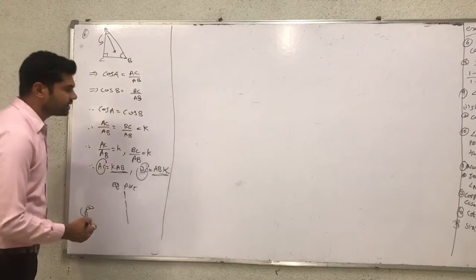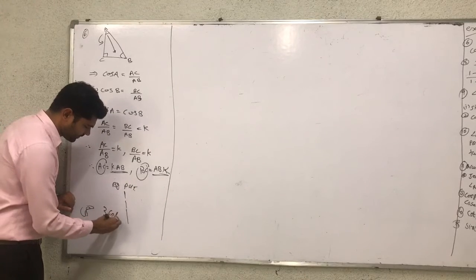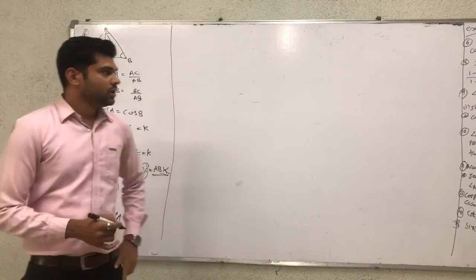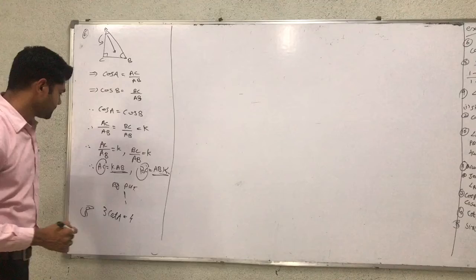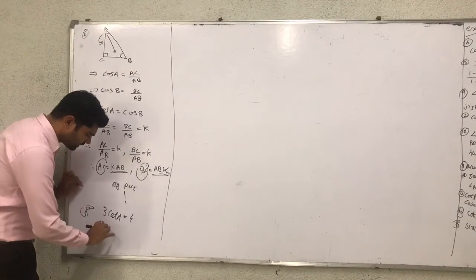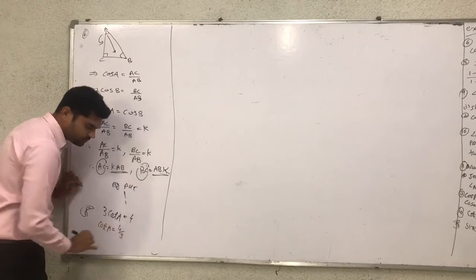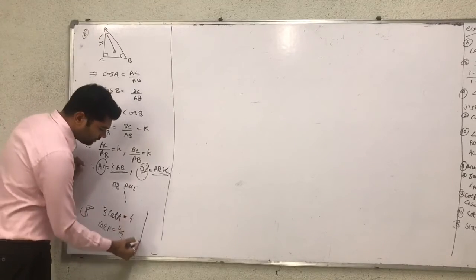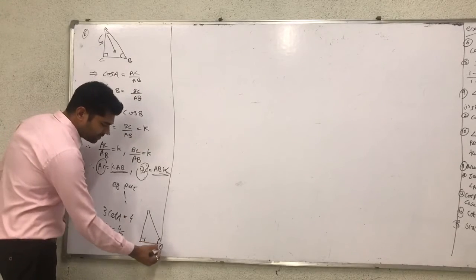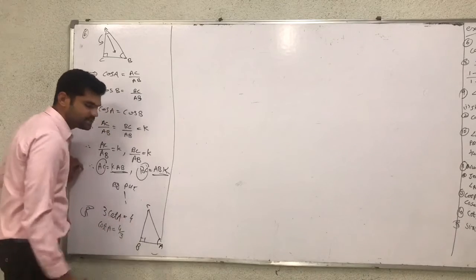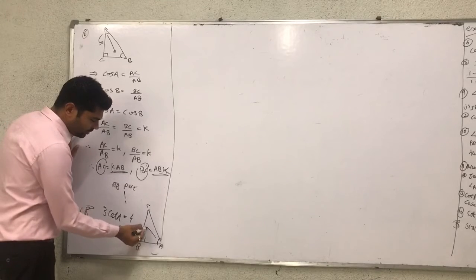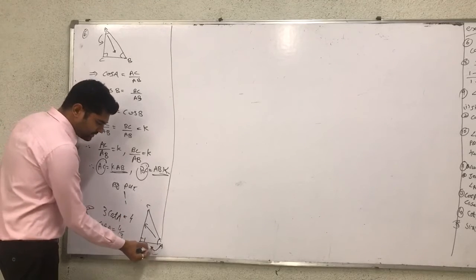Now question number 8. 3 cot A is equal to 4. So 3 cot A is equal to 4. Therefore cot A is equal to 4 by 3. So one angle is 90 degrees. Suppose angle A is here, angle B is equal to 90, and C is here. So for angle A, the opposite side is BC and the adjacent side is AB.